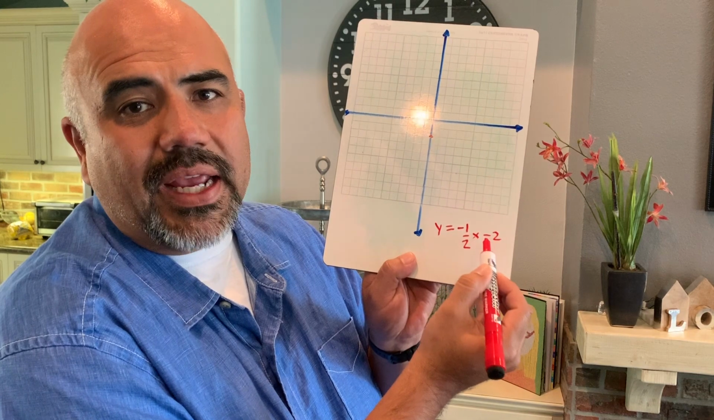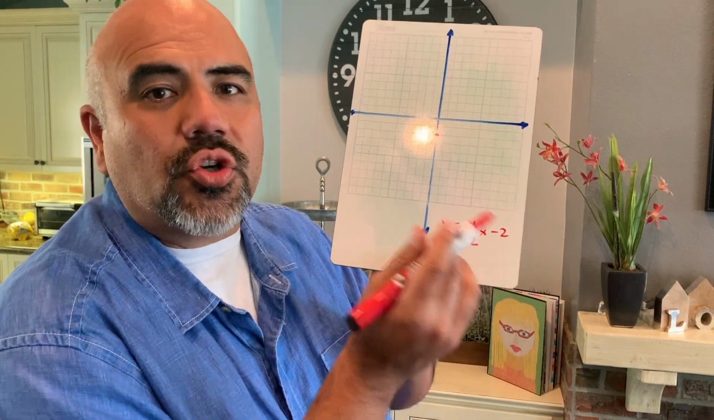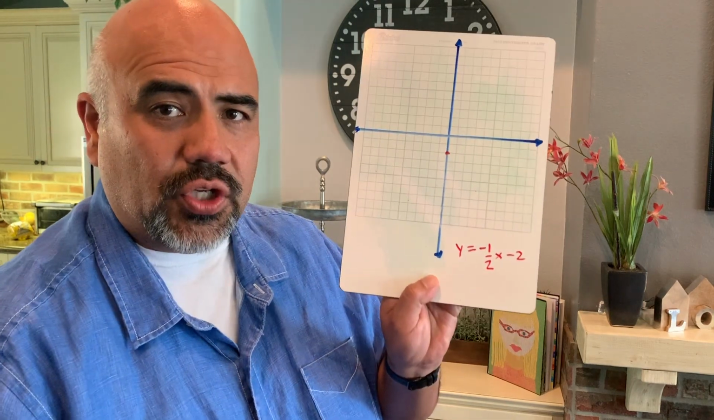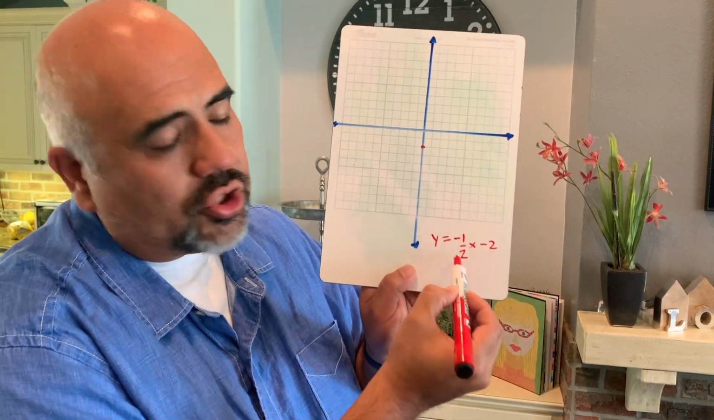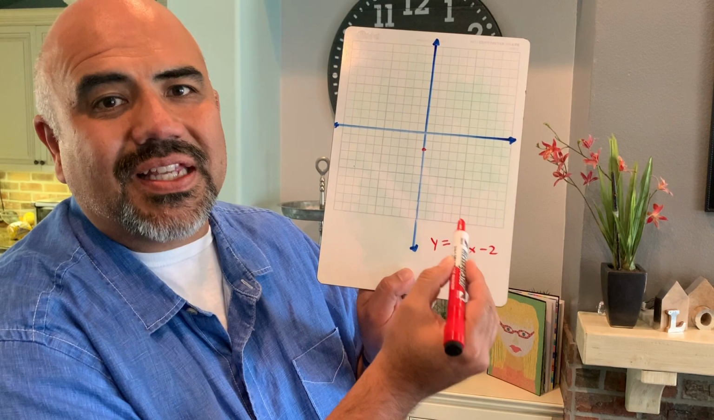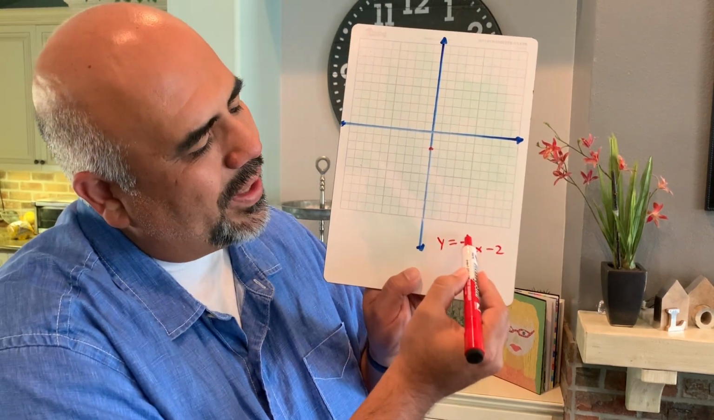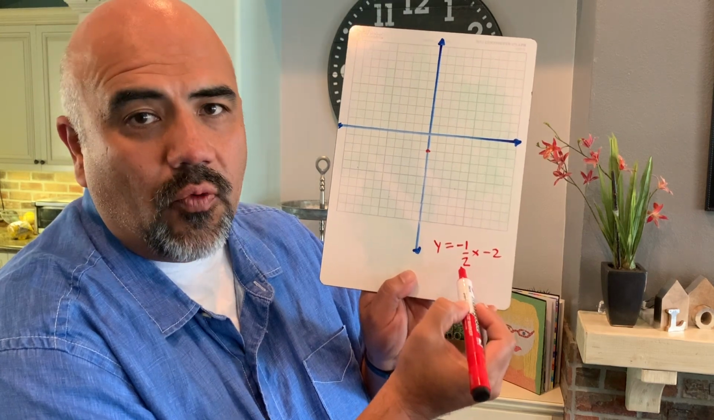Minus 2, the negative 2 right here, that's your y-intercept. That's where it's crossing the y-axis at negative 2. This is called your slope. This is your m. This is the steepness of the line. This is your rise over run. So it's going down 1 over 2.